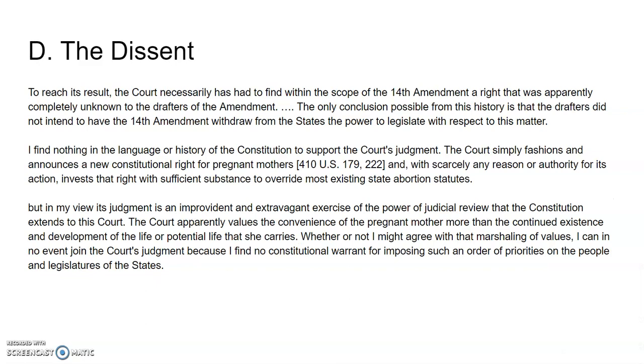The dissenting opinion, right? There was William Rehnquist, a Nixon appointee, and Byron White, a Kennedy appointee. Basically, the first thing is the court says the 14th Amendment has a right, which apparently was unknown to the drafters of the amendment. They're basically saying the people who wrote the 14th Amendment didn't even know that they were creating an amendment that would later be used to justify a woman's right to choose whether or not she's having an abortion. So they said that's not the purpose of the 14th Amendment. They also say there's nothing in the history or the language of the Constitution to support the court's judgment. Meaning, there's nothing in the Constitution that you can claim supports this right to an abortion.